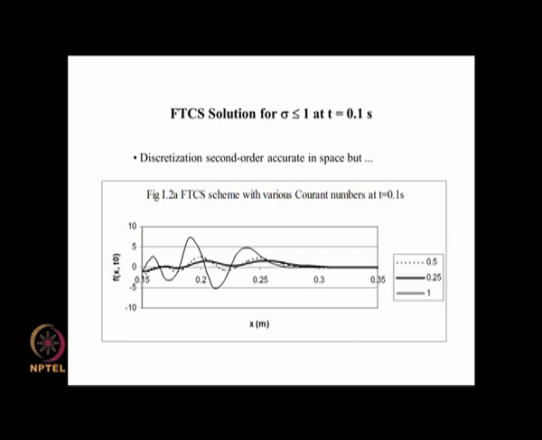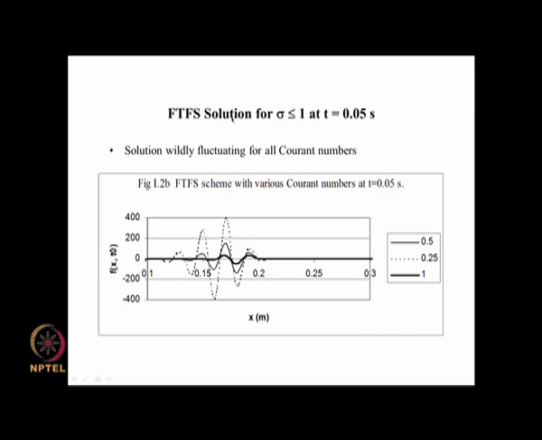Now if you look at the third solution, the FTFS solution, and this is at an even shorter time, 0.05 seconds. So it should have moved only by 0.05, and it should have been centered between 0.15 and 0.25 here. So it should have been a square pulse, and what we see here are amplitudes of the order of 400, when it should have been 1. Again it does not matter what kind of Courant numbers we have here, in all the cases we are getting absurd solutions. So what is this telling us?